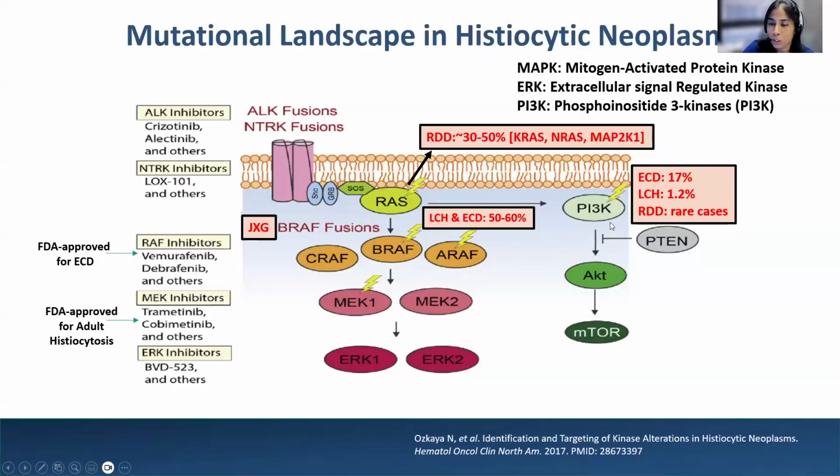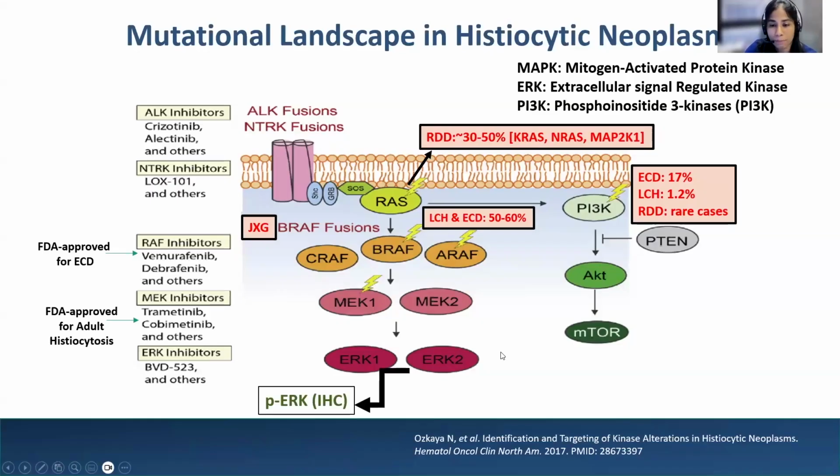Now, the other pathway is the phosphoinositide 3 kinase, abbreviated as the PI3K-AKT pathway. This pathway also is involved in approximately 10 to 20% of histiocytic cases, and it's important to sequence these histiocytic neoplasms for the reason being identifying these mutations will help us to treat them appropriately with targeted therapy, with FDA-approved treatments available in the United States.